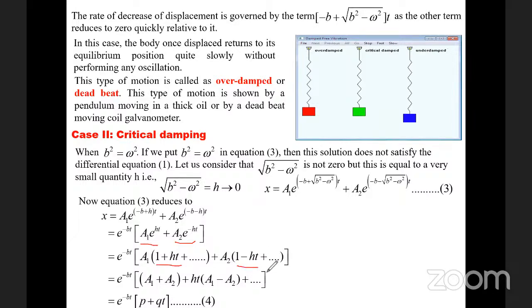In maths there are compulsory formulas; you can look and write them. Multiply with A1. A1 here, A2 here, between them is plus, so A1 plus A2. And the next term is A1 minus A2 into ht. Let us consider that A1 plus A2 is p, and h into A1 minus A2 is q.